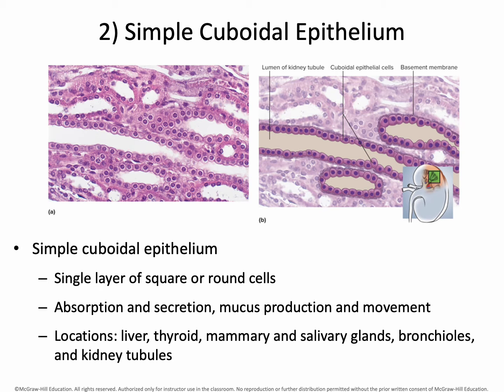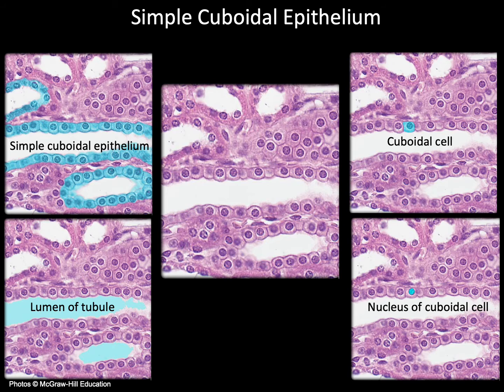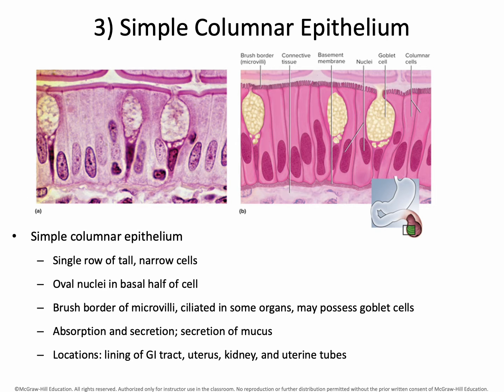Secretion, absorption, moving things from one side of the cell to the other side. Again, very much similar to what we saw before, but you should be able to recognize simple cuboidal. I think they're a very indicative type of cell.